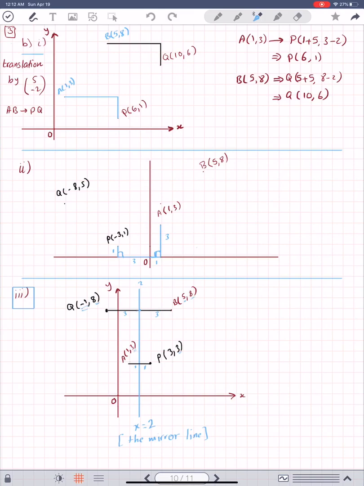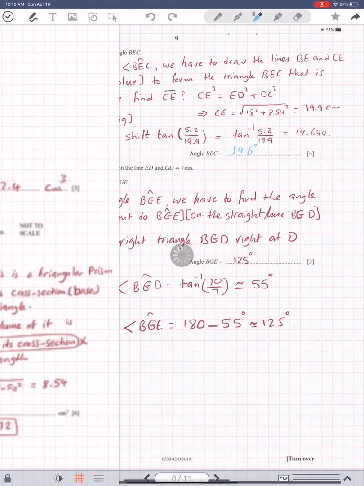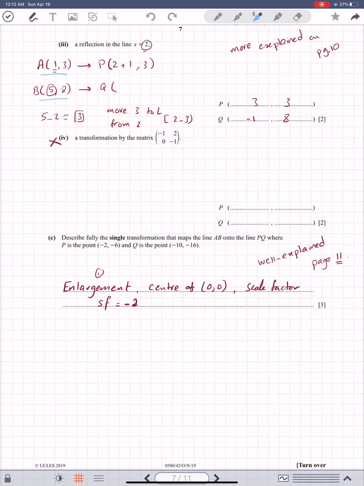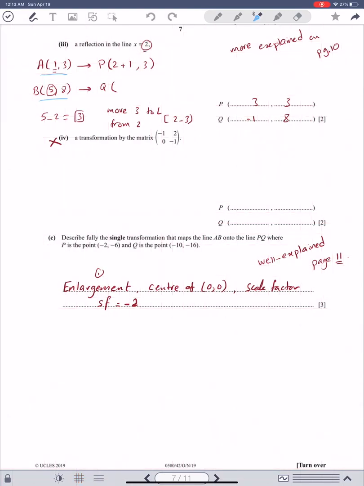When you look at it, you'll see it simply. Back to the question to see the next part. Transformation by the matrix. It's about transformations of matrices. This is cancelled from the syllabus. This is not in the syllabus, not in our new syllabus.